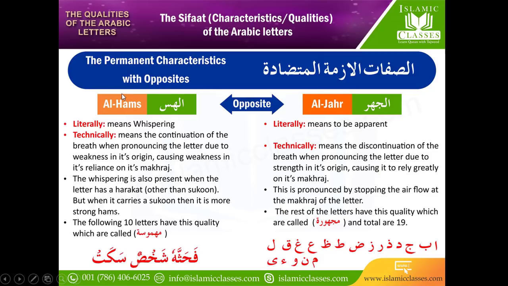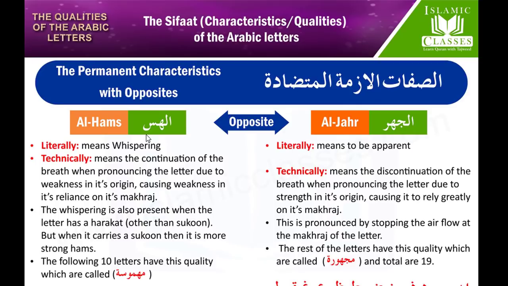So here you can see the permanent characteristics with opposites. This is the first of the qualities which are in pairs. The first is al-hams, and the opposite of al-hams is al-jahr. Let's start now. What is al-hams, and when we apply the al-hams quality in a letter, which sound basically comes? The literal meaning of al-hams is whispering. We make the whispering sound.